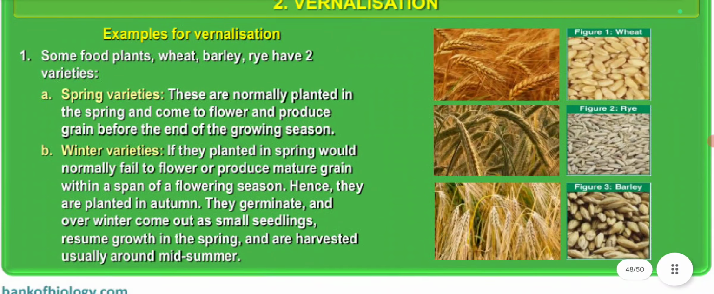Example: some food plants, wheat, barley, rye, have two varieties: spring varieties and winter varieties. Spring varieties are normally planted in the spring and come to flower and produce grain before the end of the growing season. Winter varieties, if planted in spring, would normally fail to flower or produce mature grain within a span of a flowering season. Hence, they are planted in autumn. They germinate and over winter come out as small seedlings, resume growth in the spring and are harvested usually around midsummer.